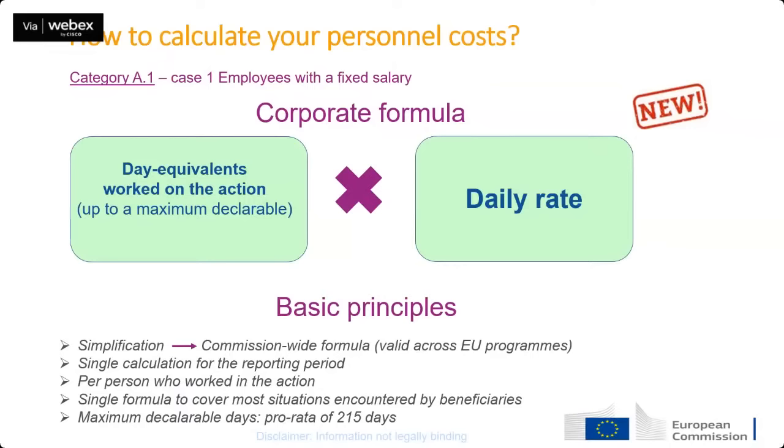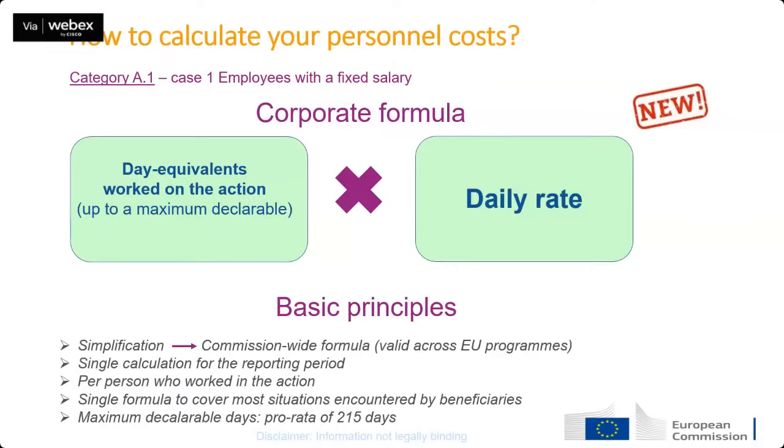So the principle of this formula is there is a single calculation once per reporting period per person that works in the action. Okay, this will cover most of the situations encountered, and it's based on this formula that you see on the screen, which is a multiplication between day equivalents worked on the action up to a maximum number declarable. I will explain in a minute. What does it mean? Multiplied by the daily rate.